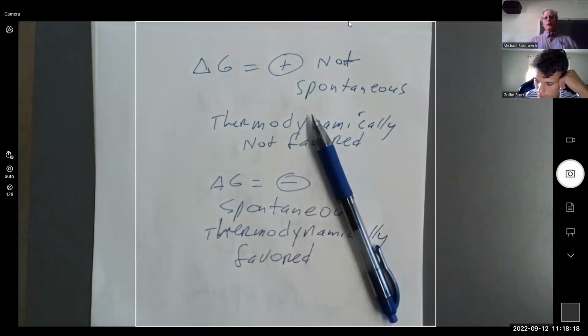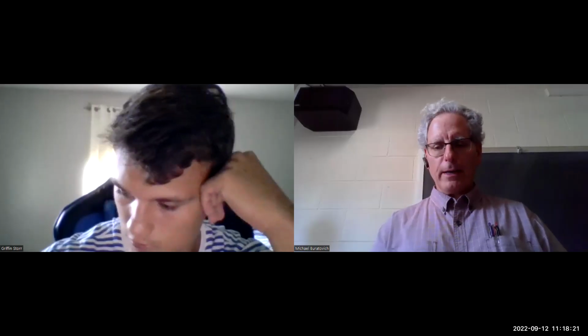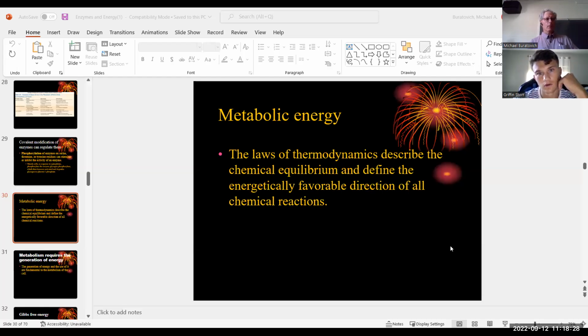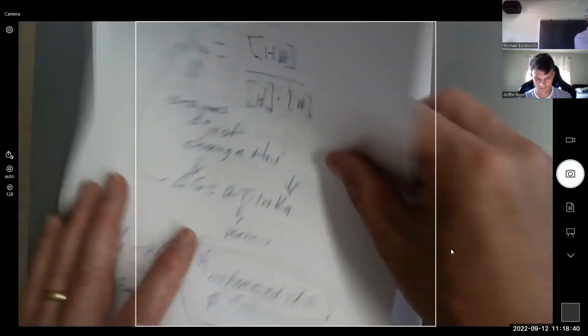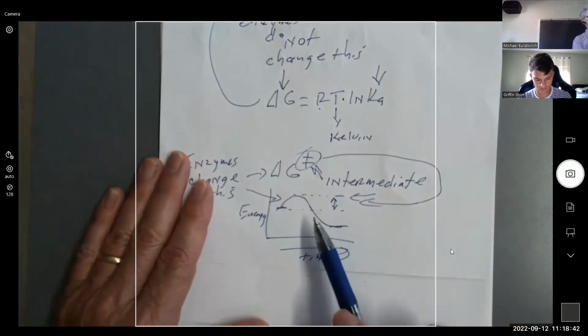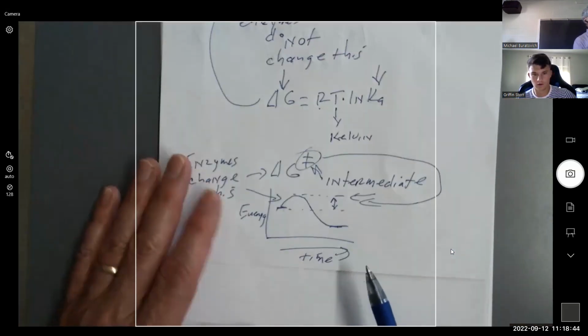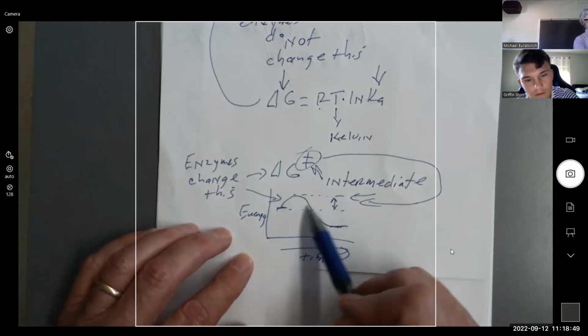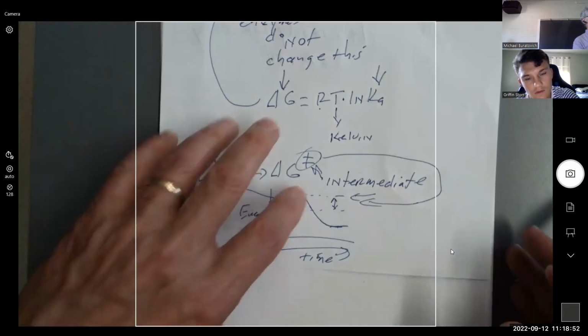So let's go from our makeshift blackboard back to the thermodynamic graph of a spontaneous reaction. It would look exactly like that. And you have this energetic hump to get over, that's your hurdle, and enzymes give the hurdle a haircut. That's how they work.